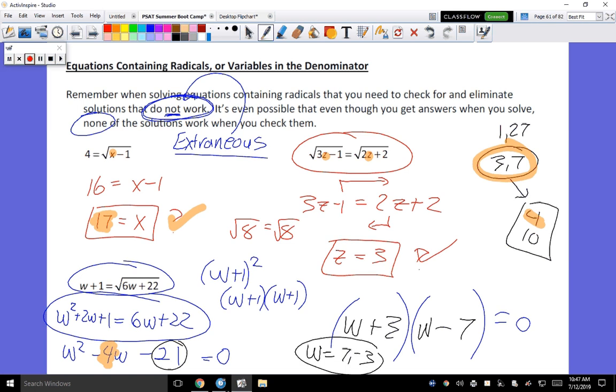So here's what Shane was trying to say earlier. If there's one answer, it must work. Here's what I'll say. If there's more than one answer, for sure, you should check for extraneous solutions. My opinion is you should check all the time.